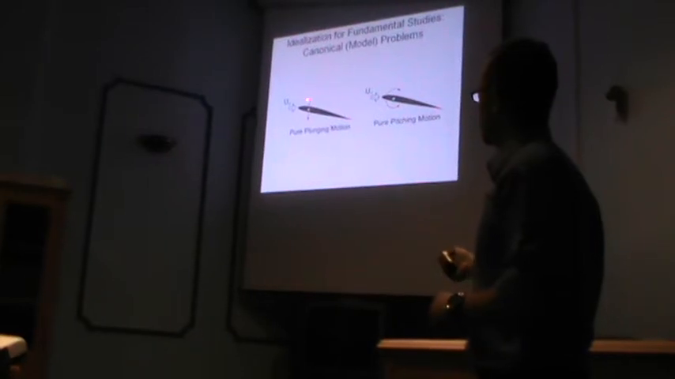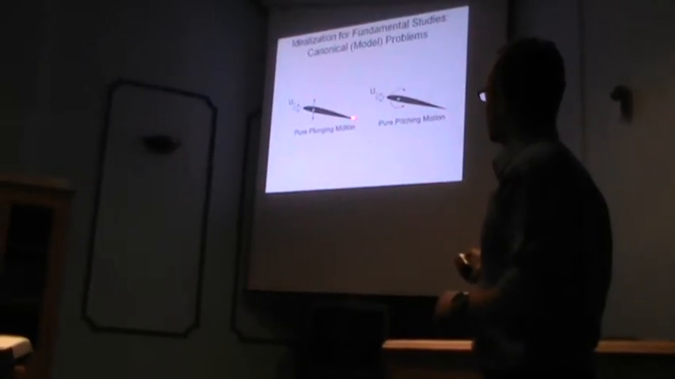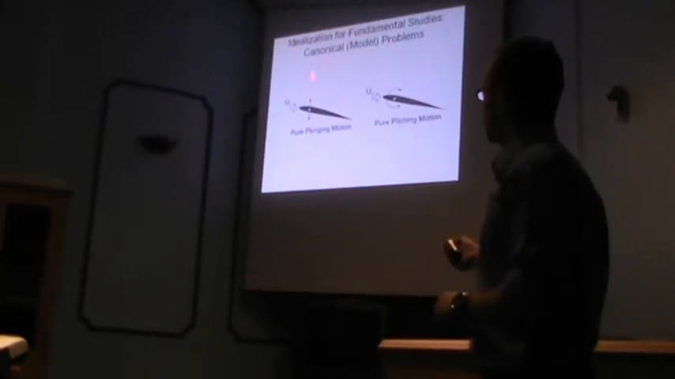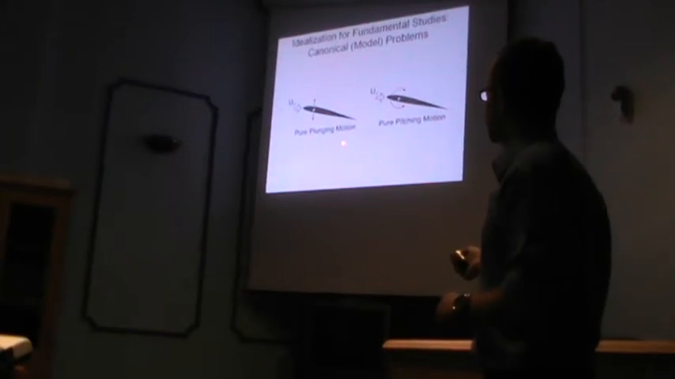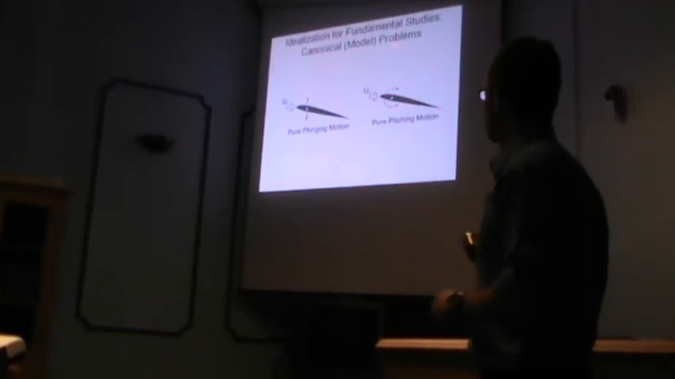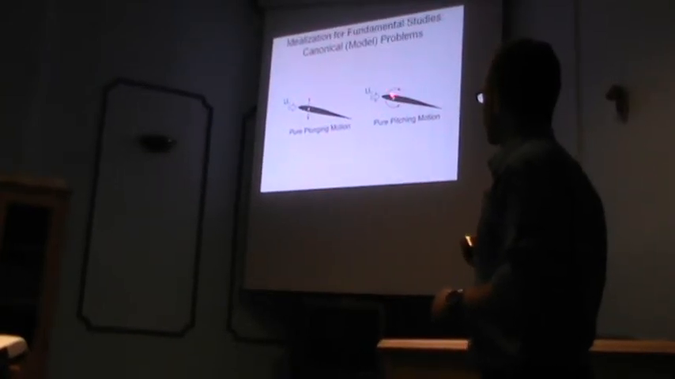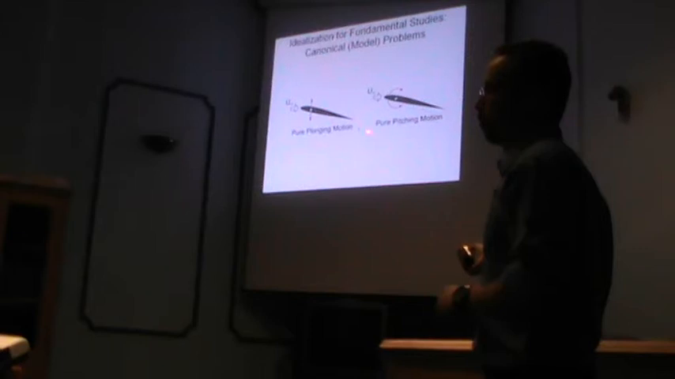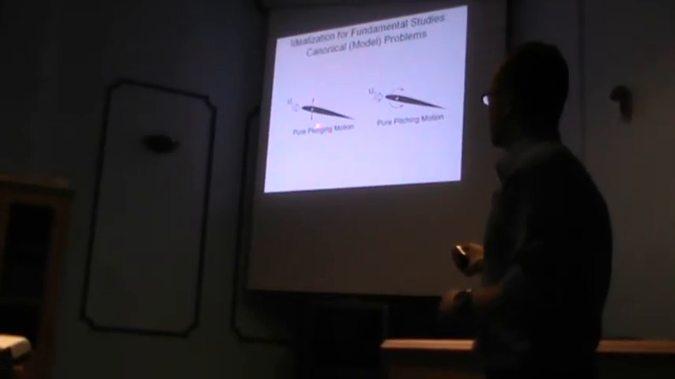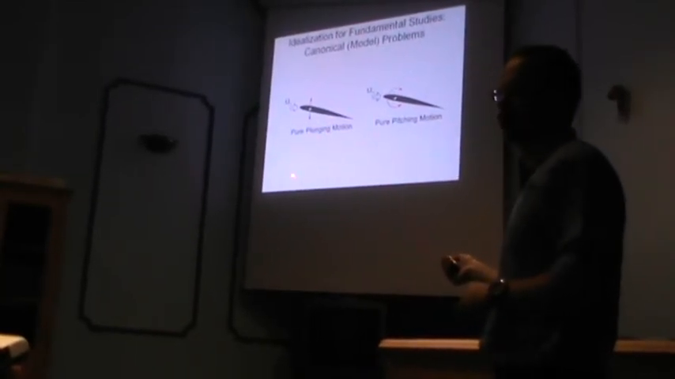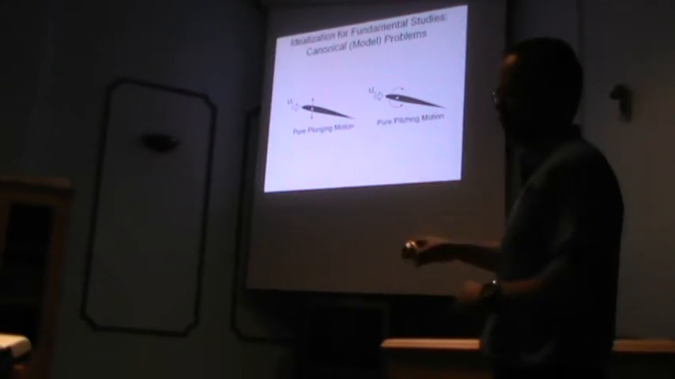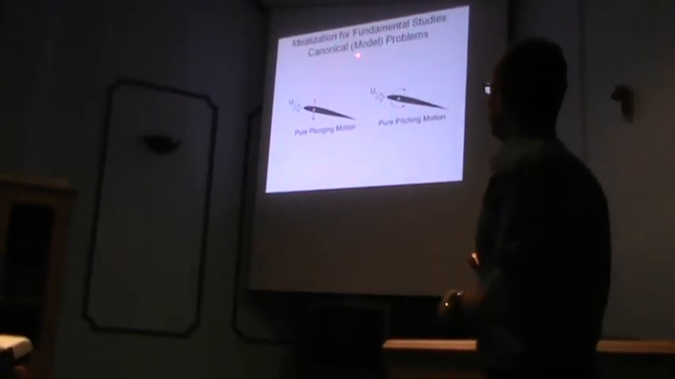And what people have done in this kind of problem is the typical canonical or model problems that they use is they take a wing and they either move it up and down, which is known as pure plunging motion, or they oscillate it around some axis of rotation, which is pure pitching motion. And in many instances, actually, you combine the two. And in fact, that's actually the more efficient way of doing this kind of flapping motion.